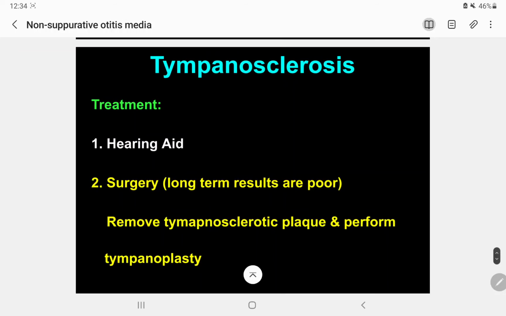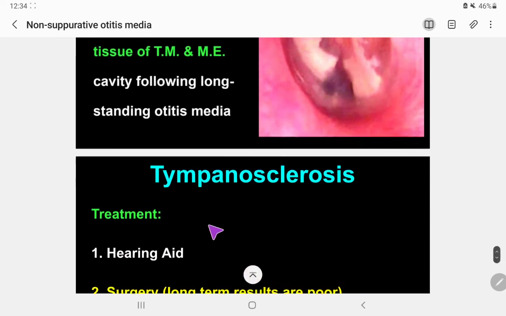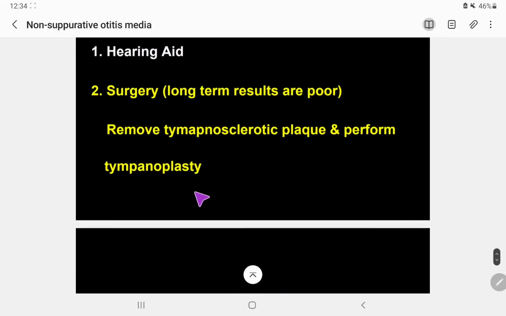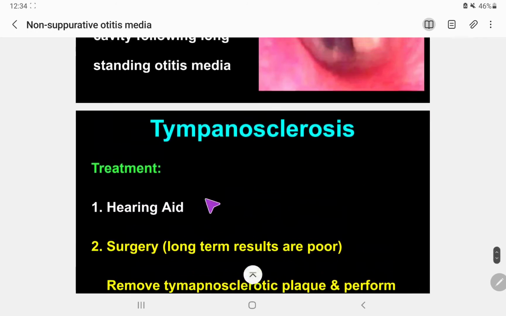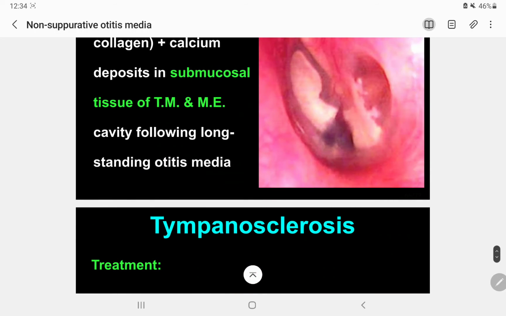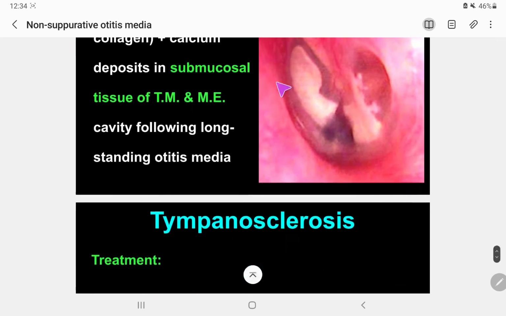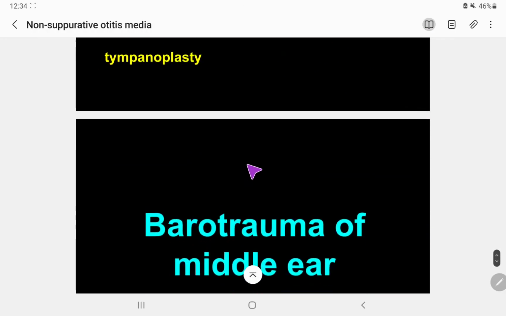So what is the treatment of tympanosclerosis? It can be a hearing aid, and then surgery can be done. The sclerosis is a chalky white color in the tympanic membrane that we can see. So remove the tympanosclerotic plaque and perform tympanoplasty. We will cut this off, and then we will perform another graft and do tympanoplasty.